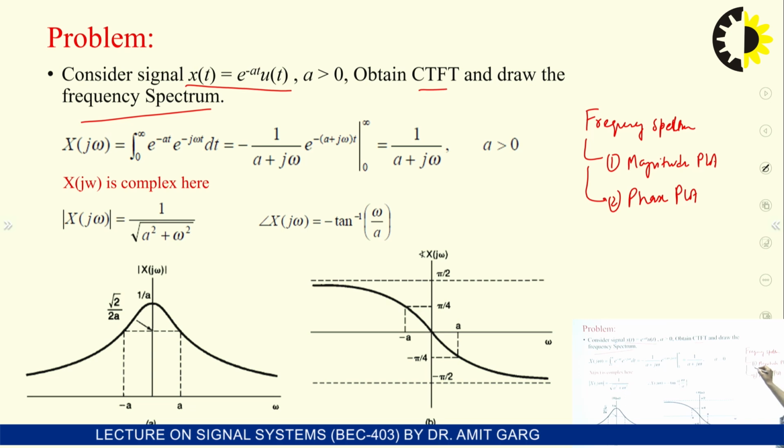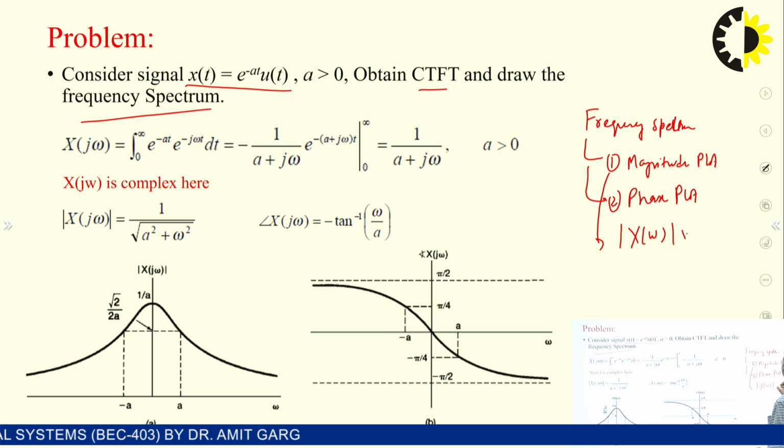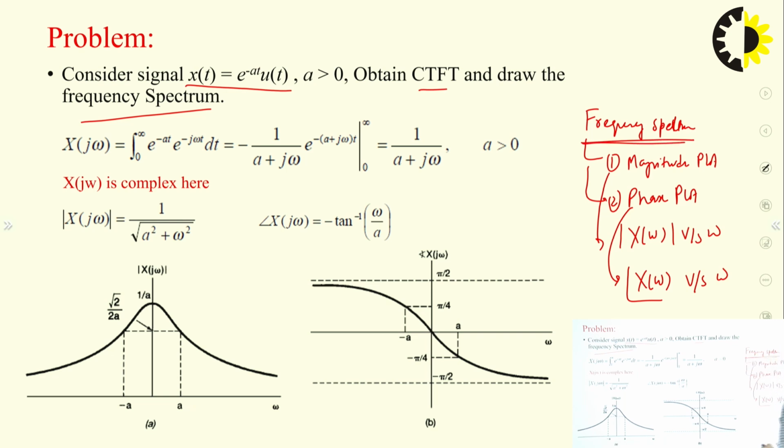The magnitude plot is a plot of the magnitude of X(ω) versus omega, and the phase plot is a plot of the angle of X(ω) versus omega. So the frequency spectrum plot is a combination of these two plots. Whenever the frequency spectrum is asked, it means the magnitude plot and the phase plot. These two plots we have to calculate when the frequency spectrum is a complex quantity. If it is a real quantity, then there is no need to plot the phase plot.